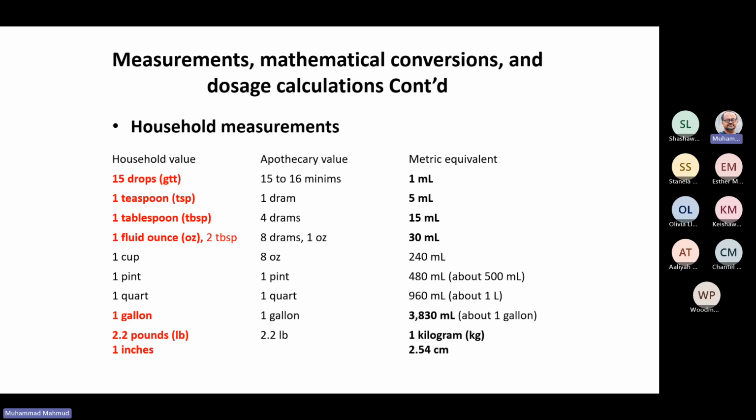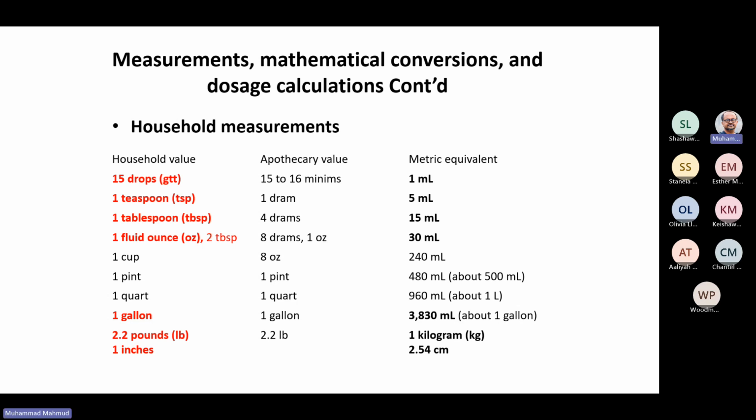This is an important slide for everyone to follow. That shows the conversion from household value to the metric equivalent. You can skip the apothecary value. Say, for example, 15 drops or GTT equals 1 milliliter. 1 teaspoon is 5 milliliter. 1 tablespoon is 15 milliliter. This is why 3 teaspoons will make 1 tablespoon.